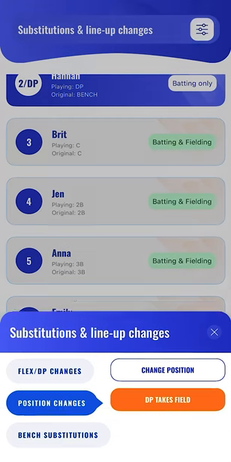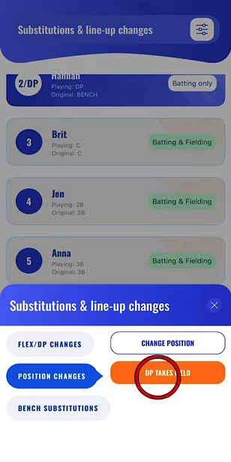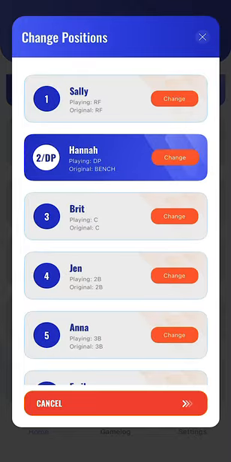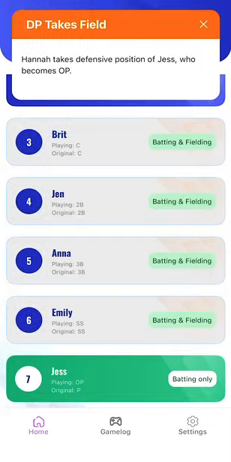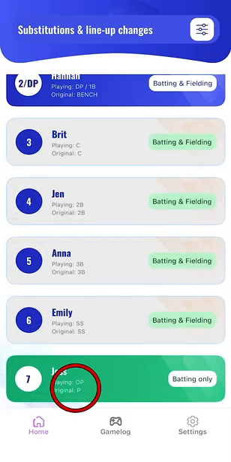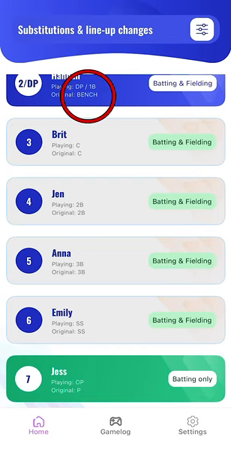So that's Hannah. So let's go DP takes field. So that's going to be Hannah. And so we're going to switch Hannah with Jess. So now Jess becomes the OP, offensive player, and Hannah now is at first base, still acting as our DP, but DP is playing the field at first base. So hopefully Hannah can play first base. If not, we can bring somebody off the bench that plays first base and put them into that 2 spot.